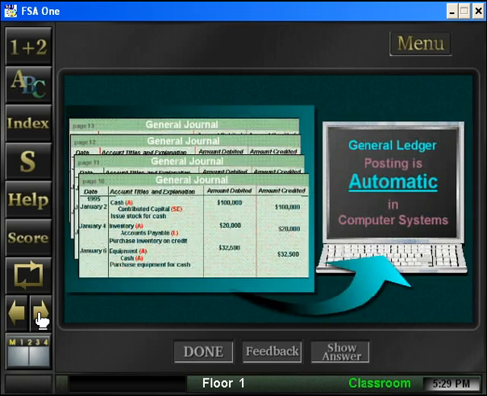After a period of time, such as a week, the general journal will contain many individual journal entries. When individual entries accumulate, a process known as posting is initiated. This process transfers information from individual journal entries to individual accounts in the general ledger.